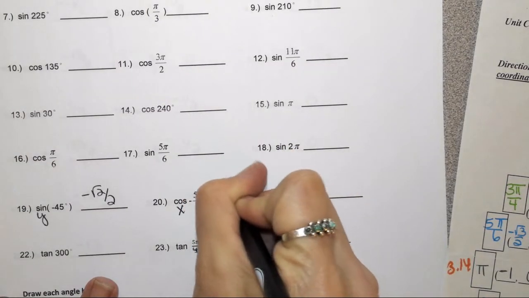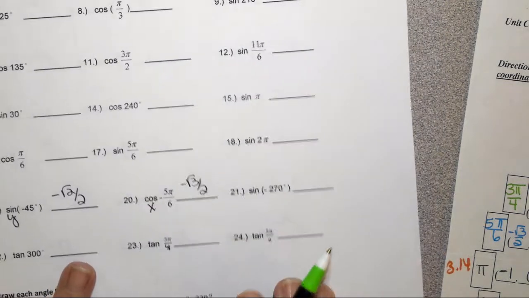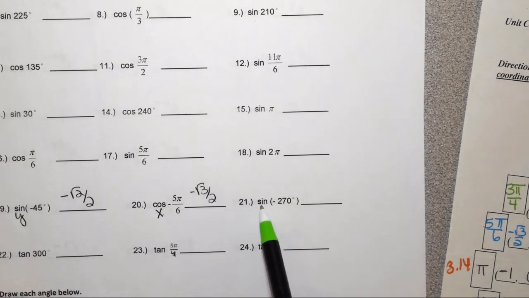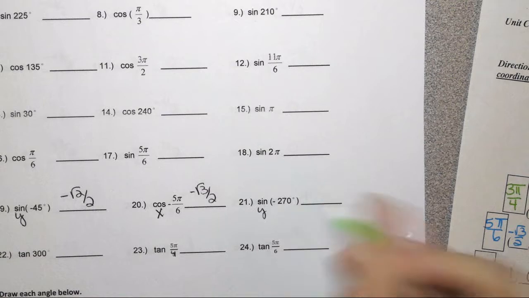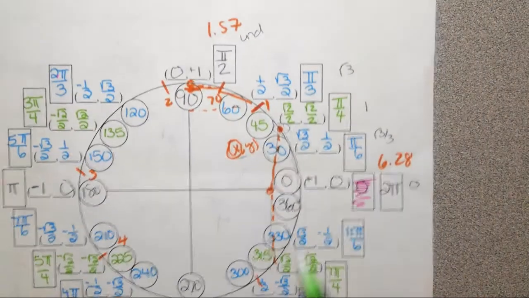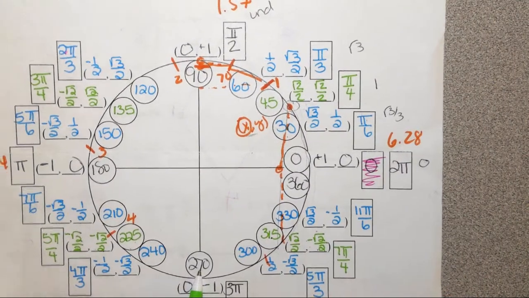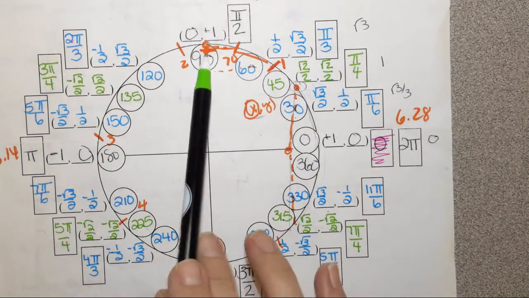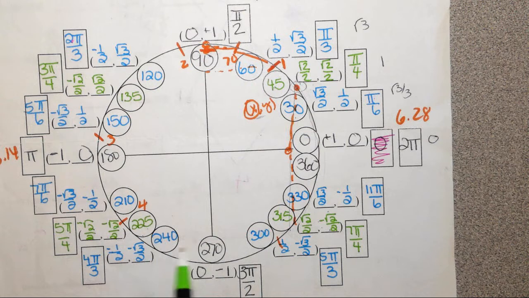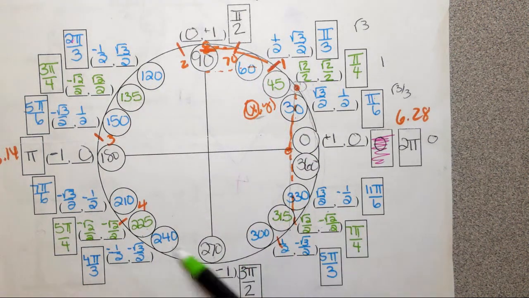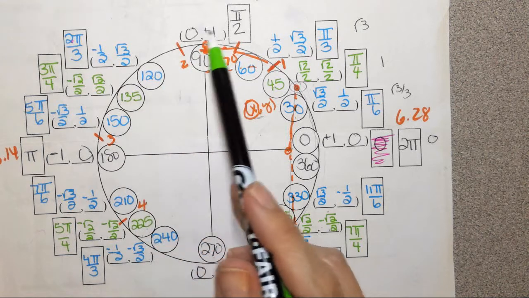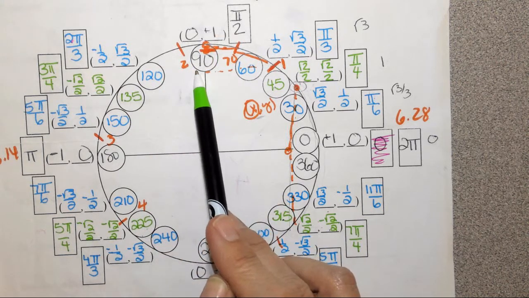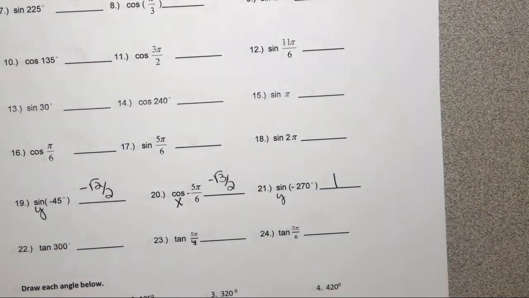Negative root 3 over 2. All right, last one in this row. They want to know sine, which is y, of negative 270. So first we're going to go find positive 270, which is right here at the very bottom. It was 1, 2, 3, 4, 5, 6, 7, 8, 9, 10, 11, 12 from 0. So I'm going to go 12 the other way. 1, 2, 3, 4, 5, 6, 7, 8, 9, 10, 11, 12. And they wanted the sine value, and sine right here is positive 1. So the answer is positive 1.